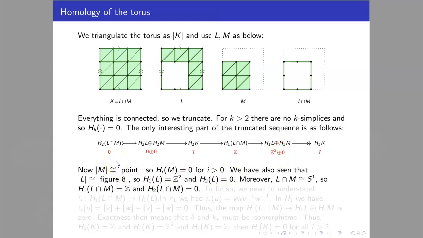So now what about L intersect M? L intersect M is homeomorphic to a circle. So that means our H0 and H1 are both Z. But we're not worrying about H0 because we've truncated the Mayer-Vietoris sequence. So we've just got H1 of L intersect M is Z, and H2, again, is just 0. So now we fill that in here: your H2 of L intersect M is 0, and your H1 of L intersect M is Z.